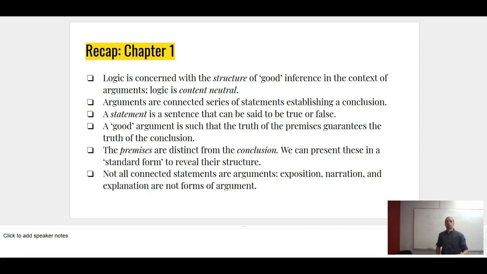Logic is content neutral. It's about structure. What is an argument, however? An argument is a connected series of statements establishing a conclusion. And a statement is a sentence that could be true or false. Now, a good argument is such that the truth of the premises will guarantee the truth of the conclusion. This is known as validity. Again, what is a good, valid argument? If the premises are true, the conclusion would definitely follow. It would be guaranteed. The premises are distinct from the conclusion. We present these in a standard form to reveal the underlying structure of the argument, how the truth of the premises guarantees the truth of the conclusion. However, not all connected statements are arguments. Exposition, narration, and explanation are not forms of argument.